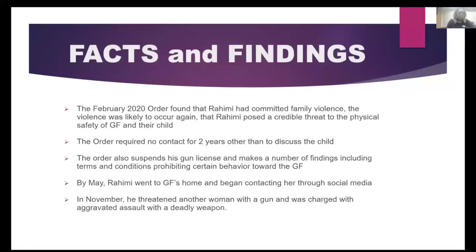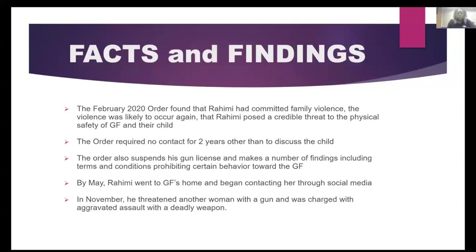In February 2020, the order found that Rahimi had committed family violence and the violence was likely to continue, that Rahimi posed a credible threat to the physical safety of his girlfriend and their child. And that was the standard at the time the finding was made. The order required no contact between the parties unless it was specifically to discuss issues related to the child. The order also suspended his license to carry a gun. And that is a typical condition of a protective order in this state, as well as in any other state for that matter.